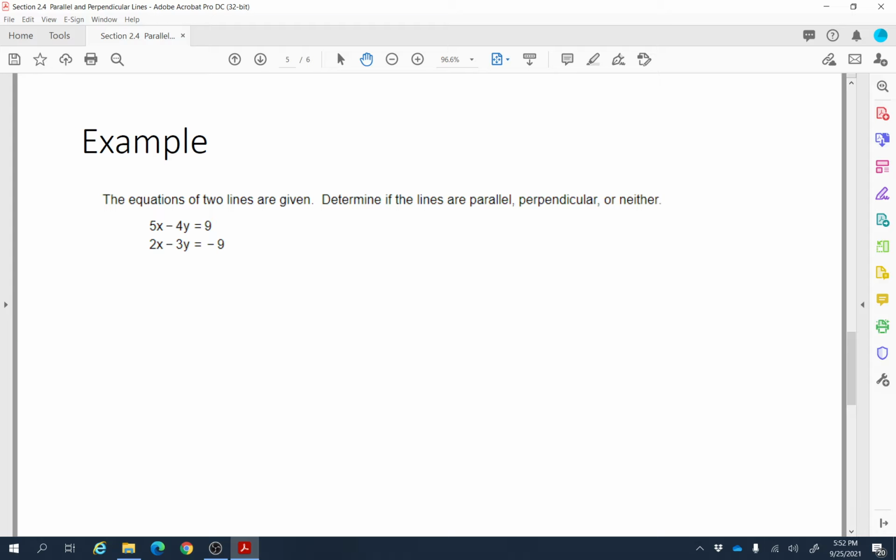So we need to find out in this example whether these two lines are parallel, perpendicular, or neither. For that we need to find the slope for the first line. Let's say this is first and this is second. We need to find the slope for the first one and the second one. For that we can just convert both of them to the form y equals mx plus b. If you convert to slope intercept form, then the number in front of x is the slope of that particular line. So let's start with the first one.